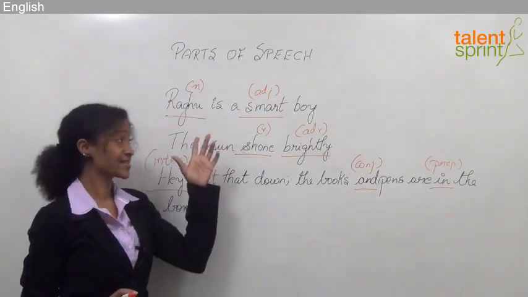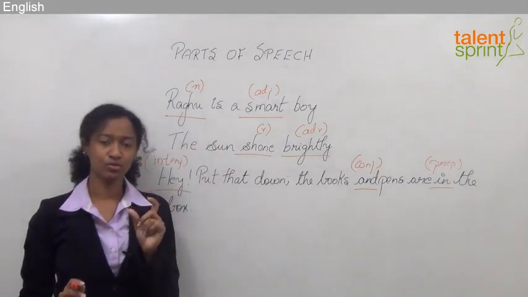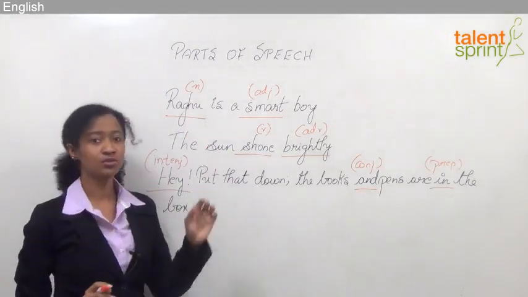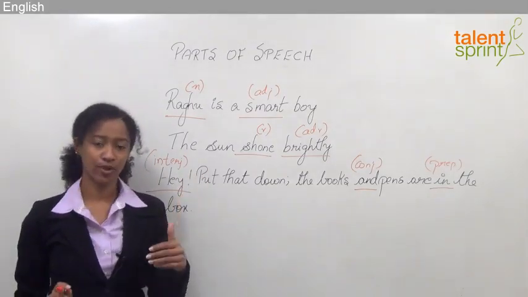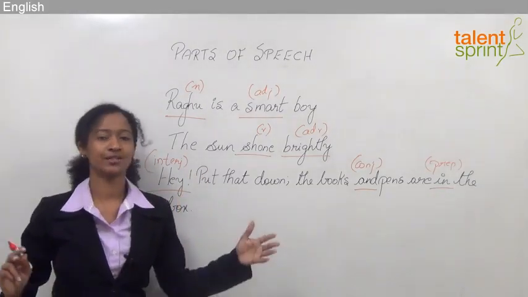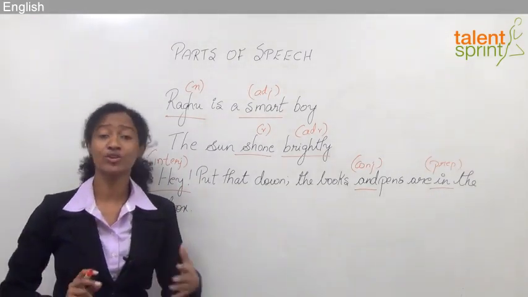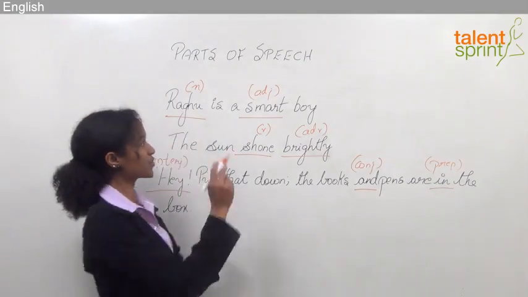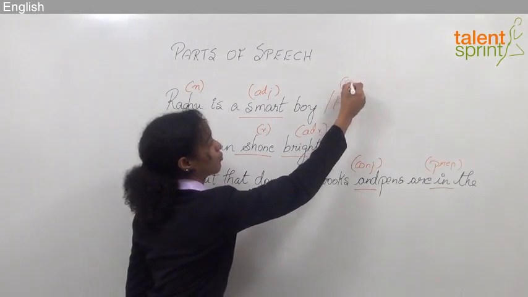Now let's move to the first example. If I have to substitute Raghu with another word, that word which substitutes Raghu, in this case, will be he. Raghu is a smart boy. He is also intelligent, or he is also interested or good at sports. So here when I substitute Raghu with he, this is my pronoun.